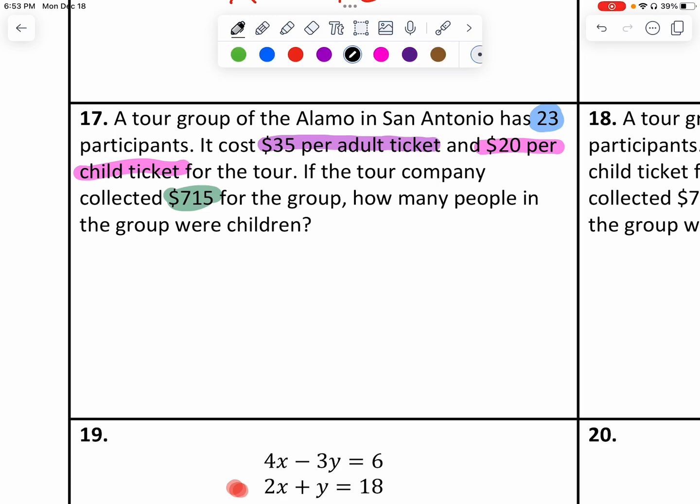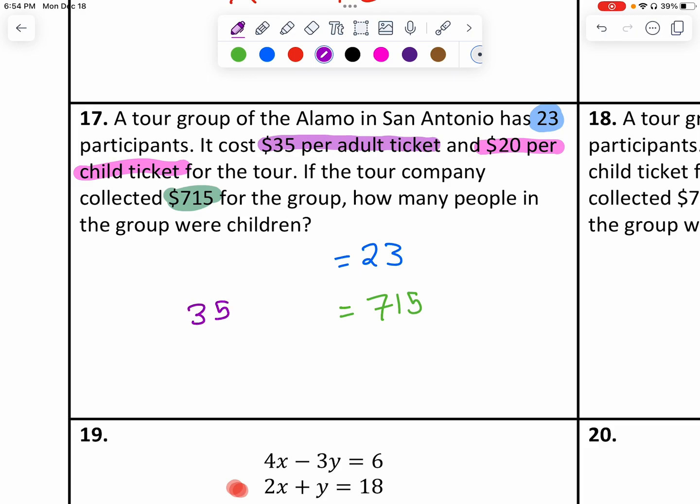how many people in the group were children? Okay, so this is how we can write systems. Okay, so I know that there was a total of 23 people. So I have 23 people, and I know that the tour company made $715. Okay, so those are my two equals to things. But what I have to figure out is which pieces of information go on the other side. Now, how I like to remember it: like goes with like. So for example, money goes with money. Okay, so I know that the two money pieces will go with my money of 715.